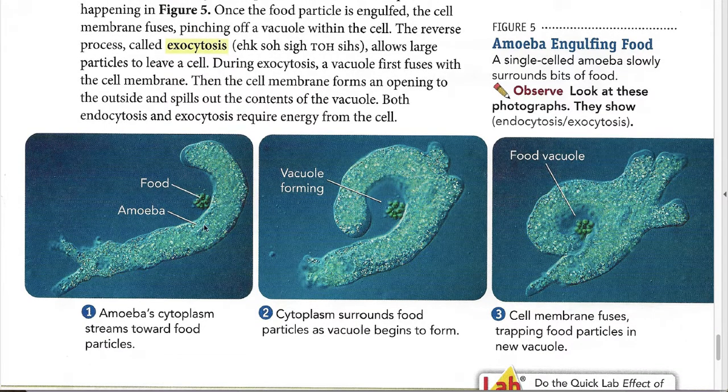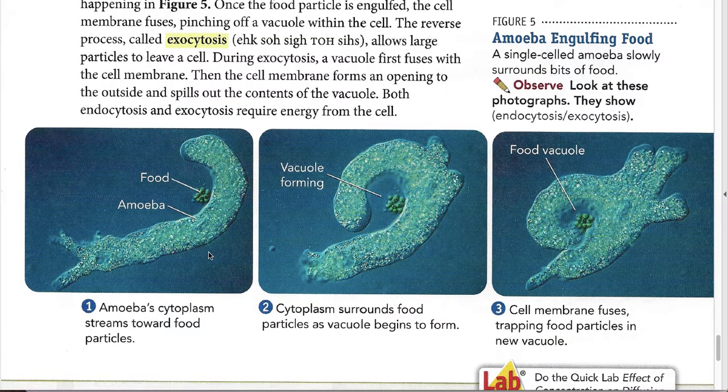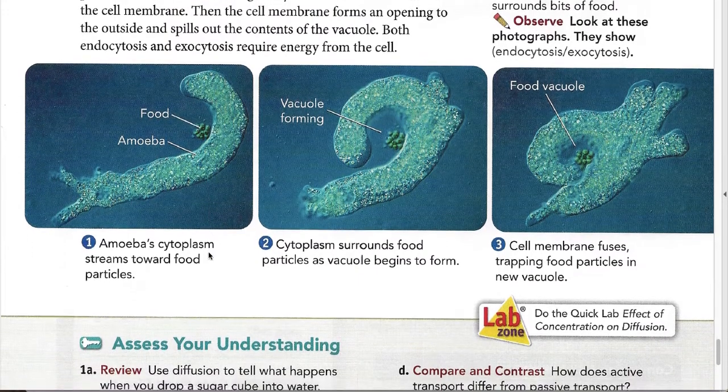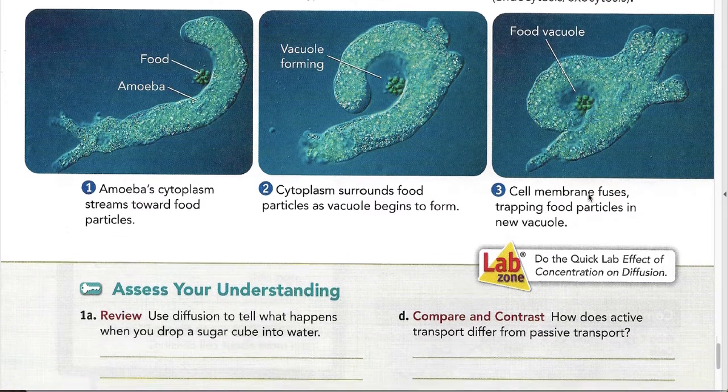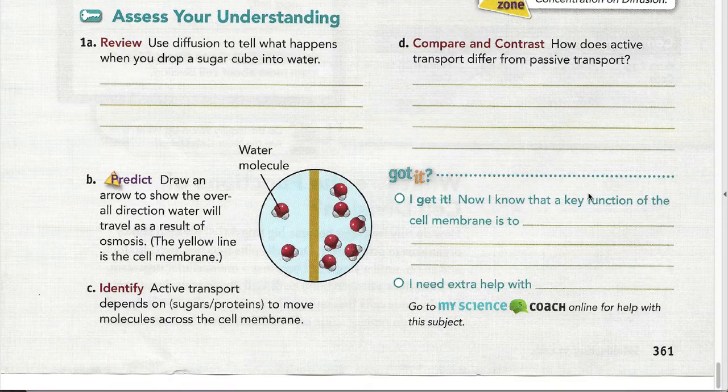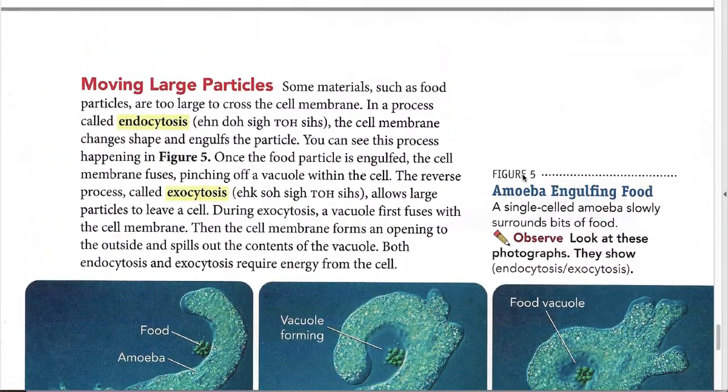So here's an amoeba. And I don't think anybody got a chance to see this when we were looking at organisms, but here is the amoeba, and it just engulfs the food vacuoles. This is endocytosis.